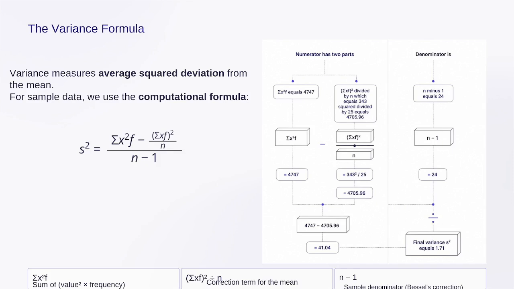Now comes variance. Since this is sample data, we use the sample variance formula. The formula is variance equals sum of x square f minus sum of xf the whole square divided by n, all divided by n minus 1. You might notice n minus 1 instead of n. This is because of Bessel's correction. If you have watched my previous episode, you'll already know why we divide by n minus 1. It removes bias and gives a better estimate of population variance.